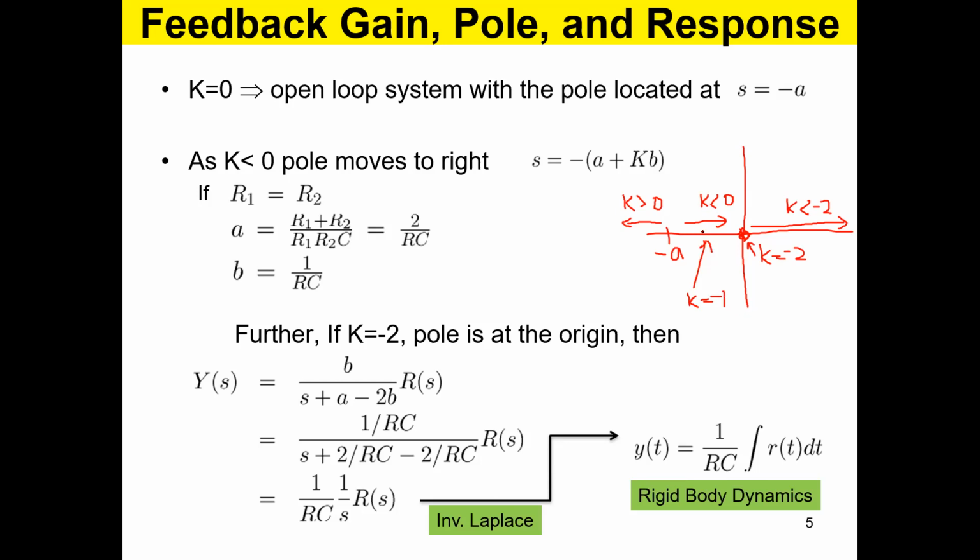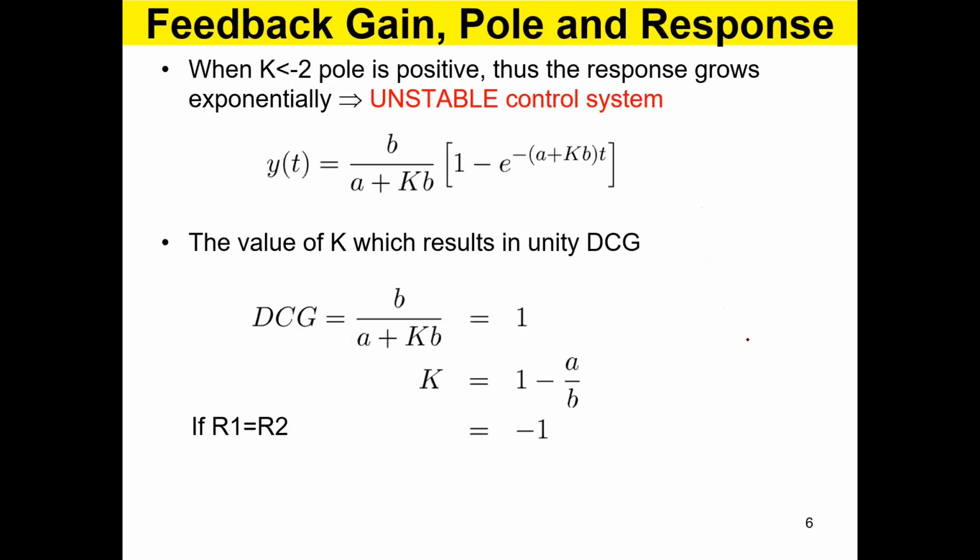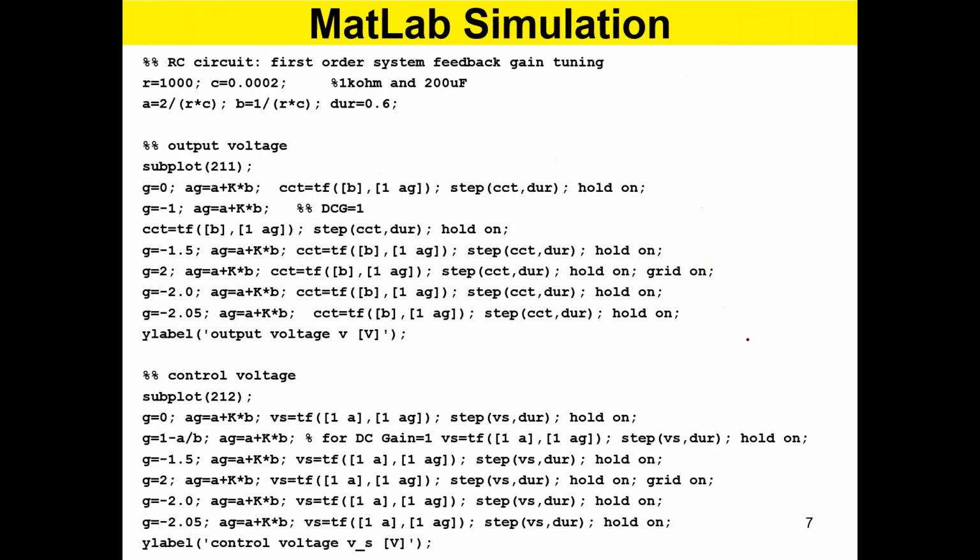Right? So you have a unity DC gain when the pole is somewhere here. So all these are different scenarios as you change K. So let's do this MATLAB simulation, right?